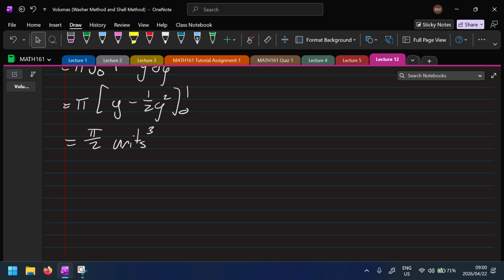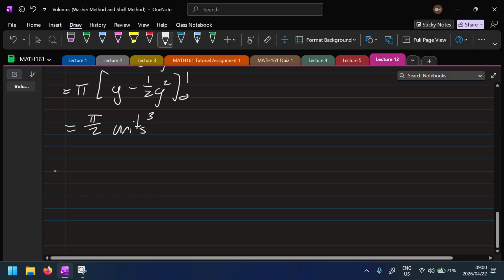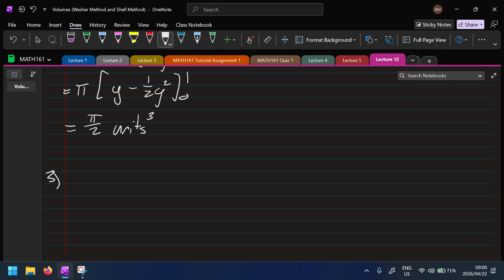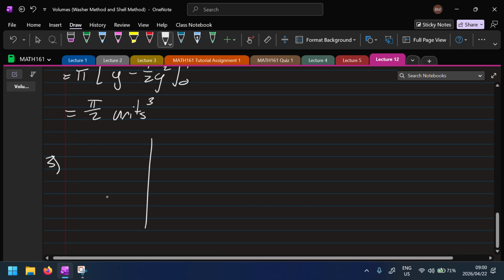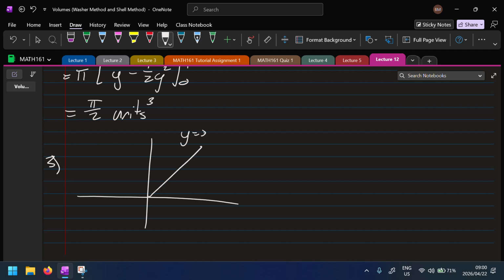Okay, so the next one, we're going to look at what happens when we shift the axis of rotation. So far, we've only been looking at the x-axis and the y-axis, but we could also rotate around any axis. It doesn't have to be x and y. So here's a little bit different. We've got the following setup. So we have y equals x squared. That's going to look like this. Okay, so that's our shaded region again.